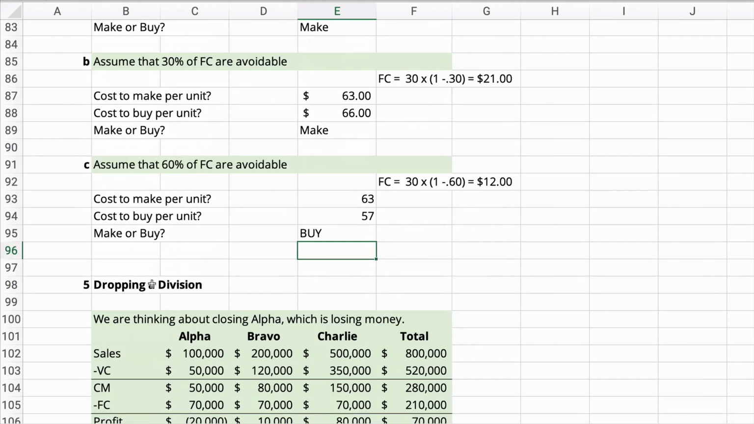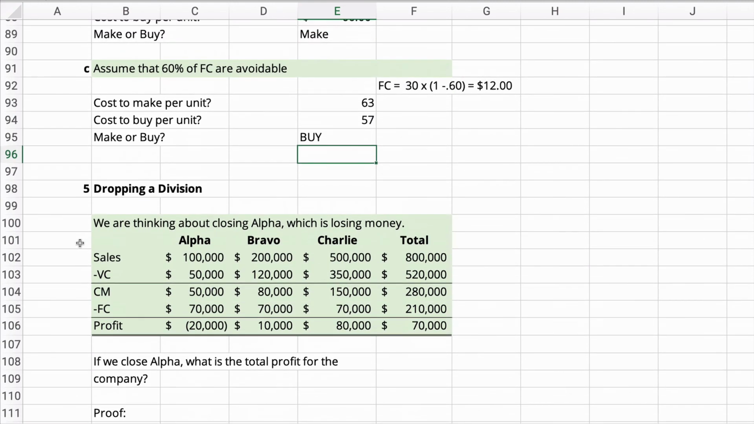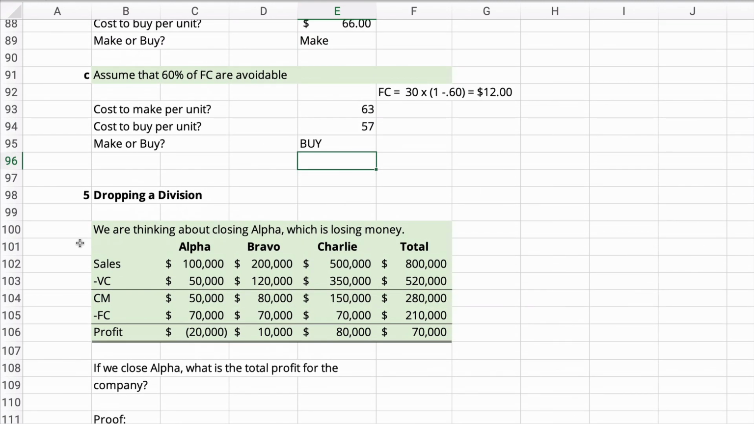All right, the last little problem is dropping a division. So let's look at this dropping a division. We have 3 divisions of our company: Alpha, Bravo, and Charlie, and we have the total. Alpha has sales of 100,000 and a profit of negative 20,000, a loss. Bravo is 200,000 and making a profit of 10,000. Charlie has 500,000 and making a profit of 80,000. Combined, the company has 800,000 of sales and $70,000 of profit.